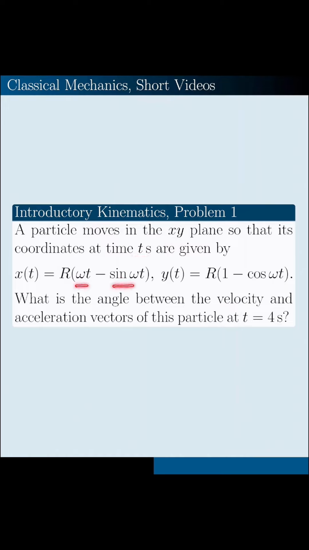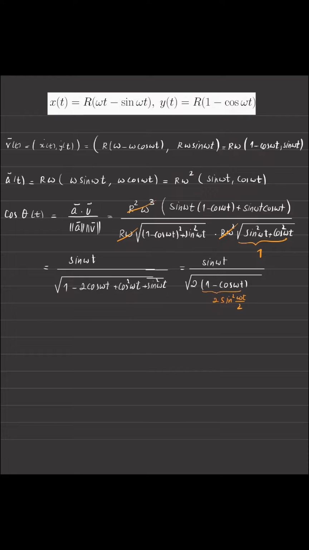But we know that this has a formula. This is just 2 sine squared of omega t over 2. But then this 2 and that 2 becomes 4. Square root of 4 is simply 2. So the numerator, I also use the double angle formula for sine, and I write it as sine omega t over 2 cosine omega t over 2, divided by 2 sine omega t over 2. And now what happens here, this and that are cancelled, this one and that one are also cancelled. So what I get is cosine omega t over 2.